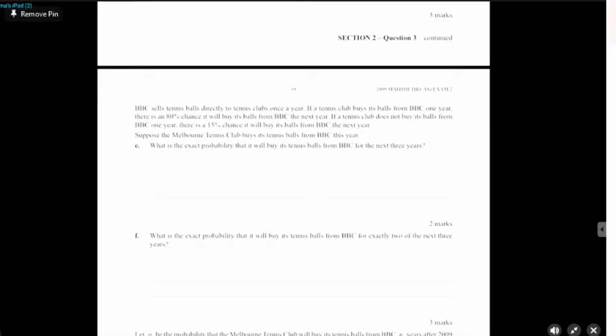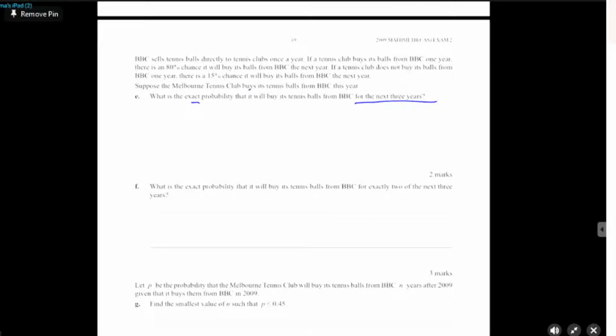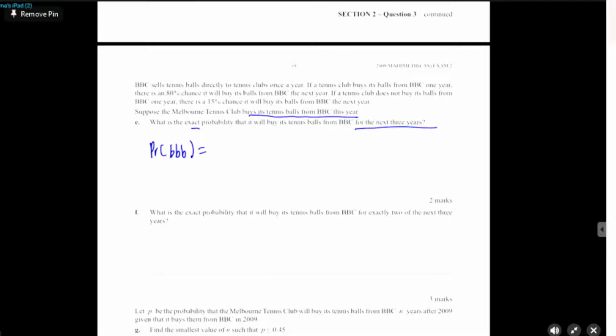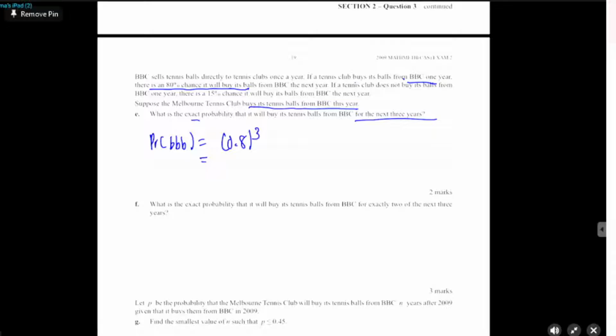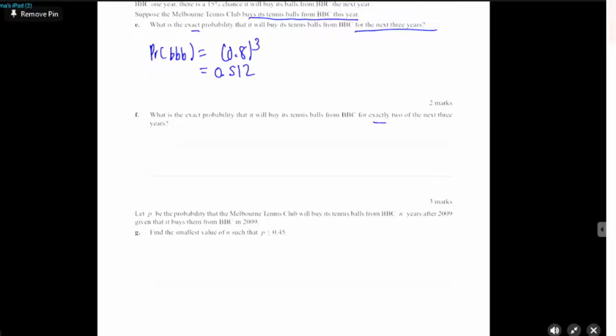Okay. Next one, this is talking about tree diagrams. Basically what it's asking is, what is the exact probability that it will buy tennis balls from BBC for the next 3 years? What you need to recognize is that it's given that the current year they're buying a tennis ball. So what it's asking is to find the probability that you buy it 3 times. And you know that if a tennis club buys its balls from BBC 1 year, there's an 80% chance it will buy its balls the next year. So you're just doing 0.8 cubed because you're buying it 3 times. And when you evaluate that, that's 0.512. The next question is asking for exactly 2 of the next 3 years.